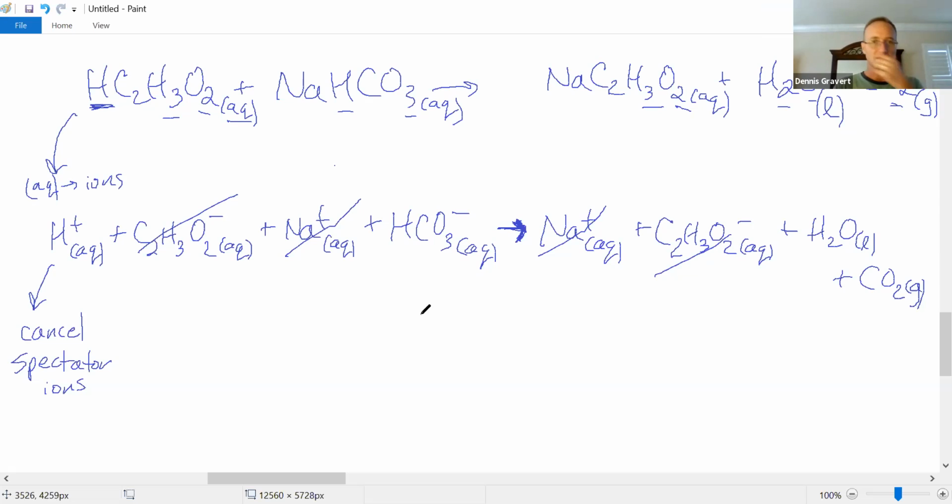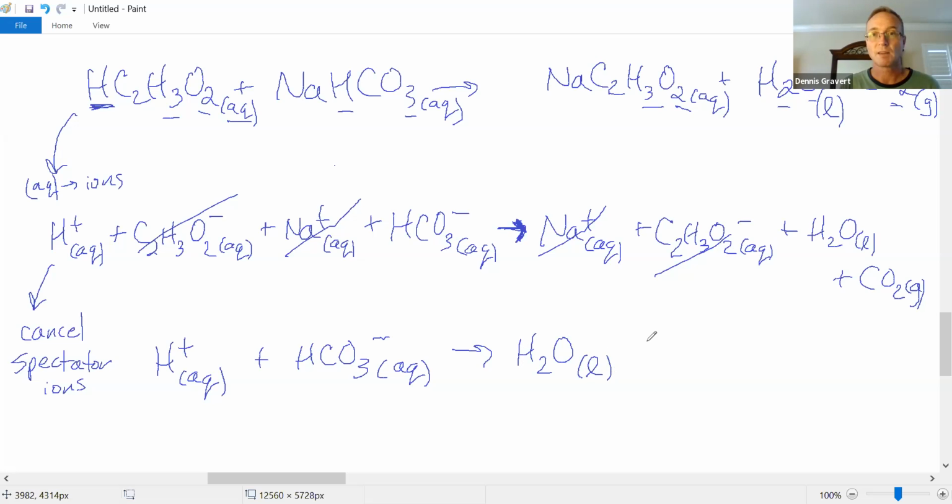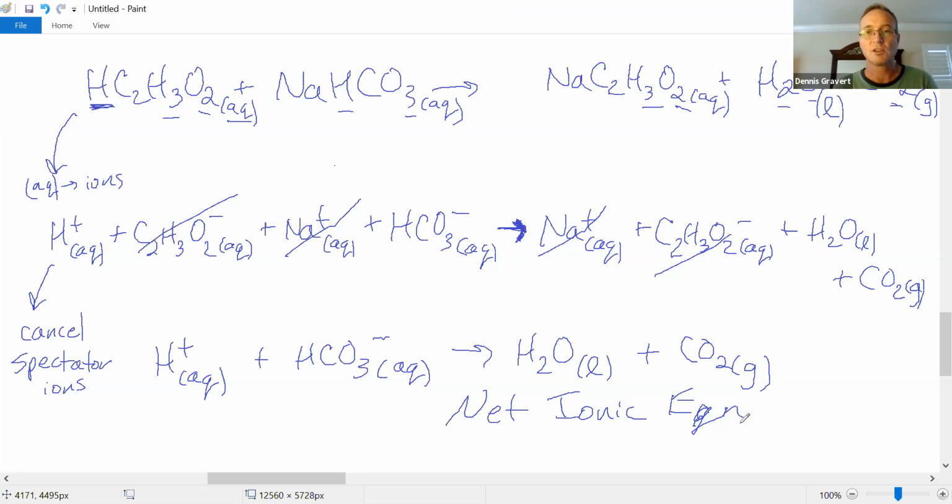We look through all the reagents on the left and cancel them out if they can cancel on the right. We're done converting. Let's just list what's left over. We got an H plus that survived. We got bicarbonate. We got a water molecule that's liquid. And we got carbon dioxide, which is a gas. And there's our net ionic equation. It's also the neutralization reaction for the bicarbonate ion. That's supposed to be EQN, my abbreviation for equation.